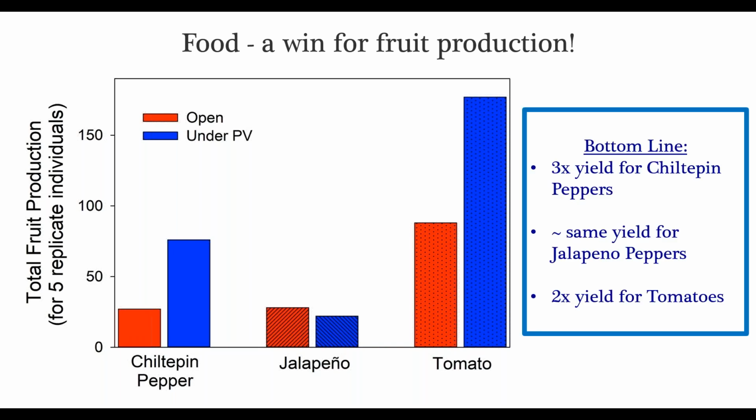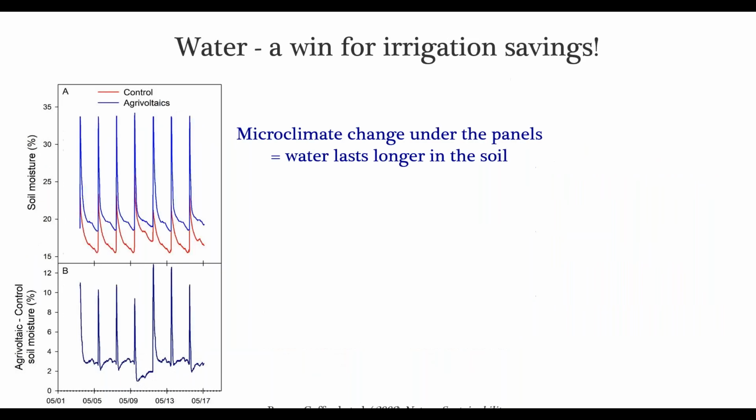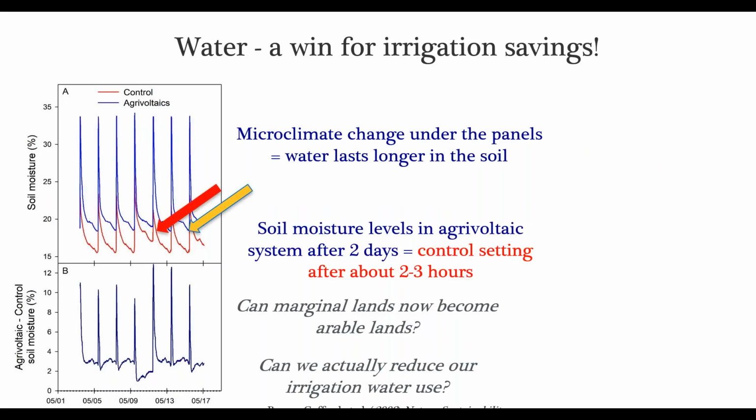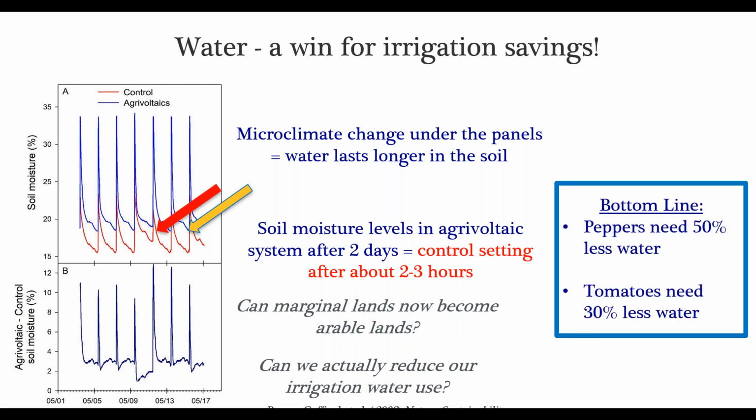And you can see here, we're comparing growing these crops in the open air versus under the partial shade of the panels. And you can see we've got almost 3 times the yield for the chiltepin peppers, about the same yield for jalapeno peppers, and about double yield for tomatoes. Combine that with the fact that we are saving water by having these partial shade conditions, and so we're needing about half as much water for peppers and about 1/3 as much water for tomatoes.